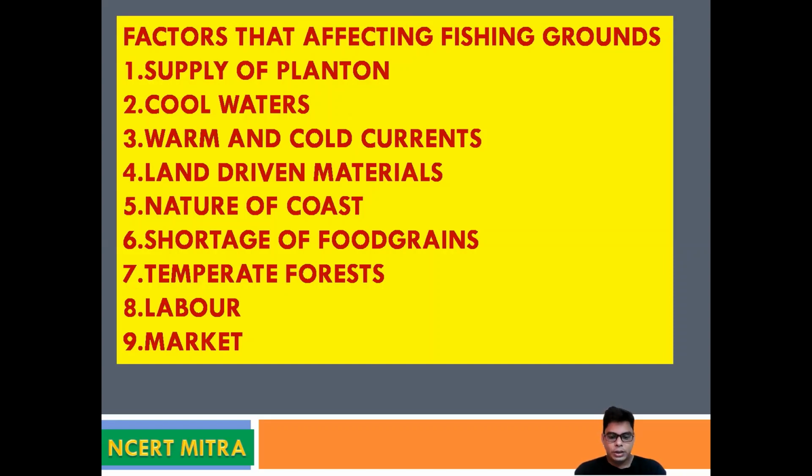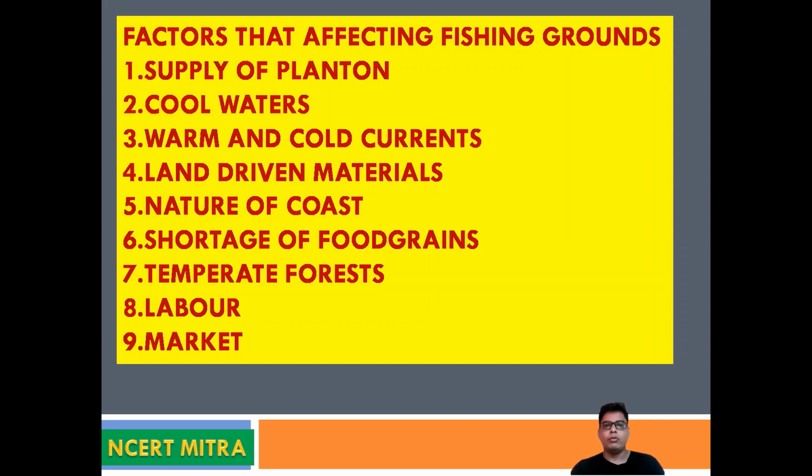The first thing we have to discuss is the supply of plankton. The supply of plankton means the number of plankton, which may be zooplankton or phytoplankton, that can grow in different parts of an area. For this reason, zooplankton, phytoplankton, as well as small fish and large fish accumulate there, and fishermen can easily collect them.